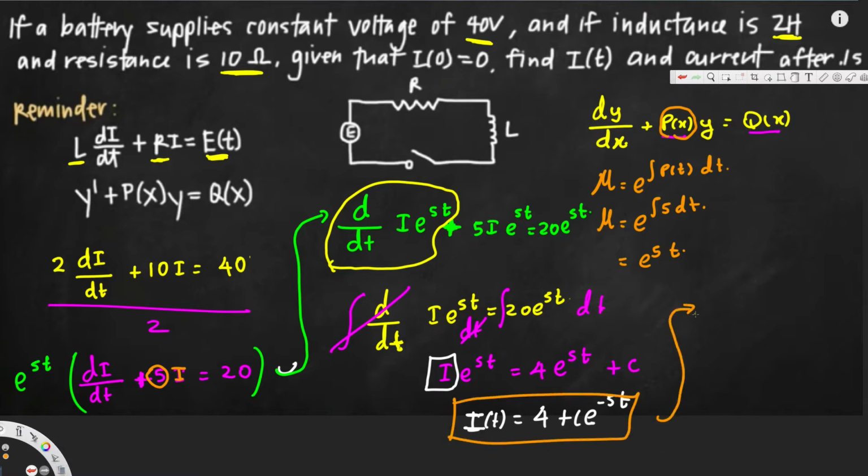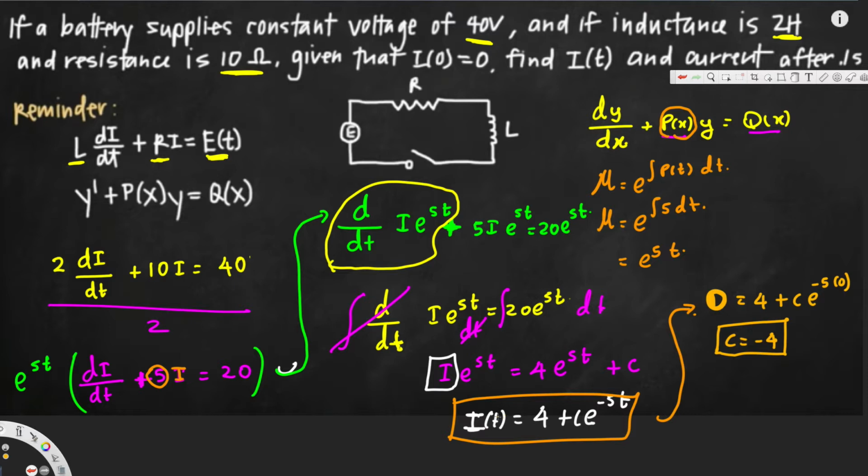To find out the particular solution, what we have to do is plug in the initial condition and see what we get. Now to plug in the initial condition, we know that I of 0 is given. I of 0 is equal to 0, so we put 0 right here, and this is when the time is 0. So 4 plus c e power negative 5 times 0. E power 0 is just 1, so c is going to be equivalent to negative 4. Okay, that's the constant value.